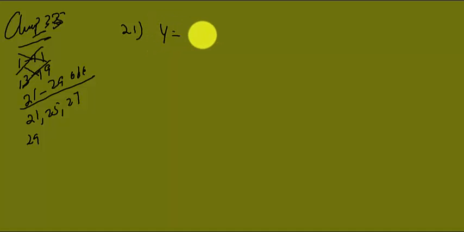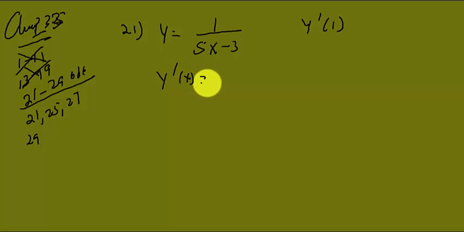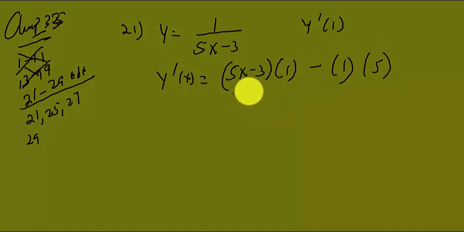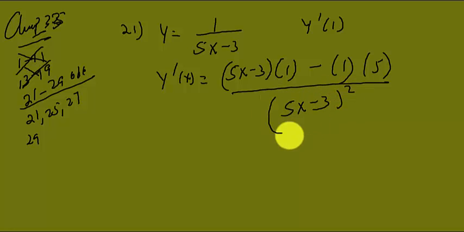Okay, you're given y is equal to 1 over 5x minus 3, and they want you to find y prime of 1. So let's go ahead and find y prime of x. This is a quotient, therefore I'm going to use the quotient rule. Quotient rule says denominator times derivative of the numerator minus the numerator times derivative of the denominator, all that over denominator squared.